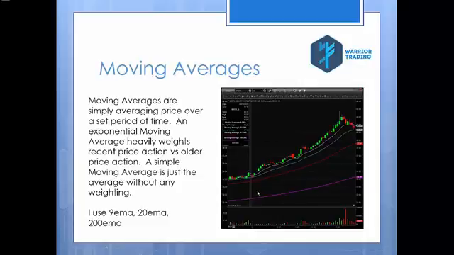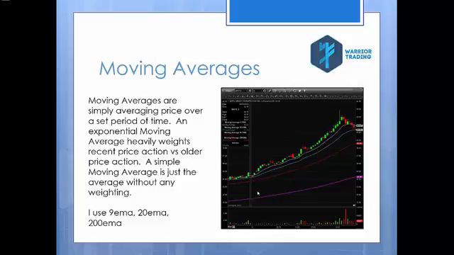In addition to volume bars, I use moving averages. The 9, the 20, the 50, and the 200 exponential moving average. And sometimes I take the 50 off depending on what my chart looks like so it doesn't get too cluttered.